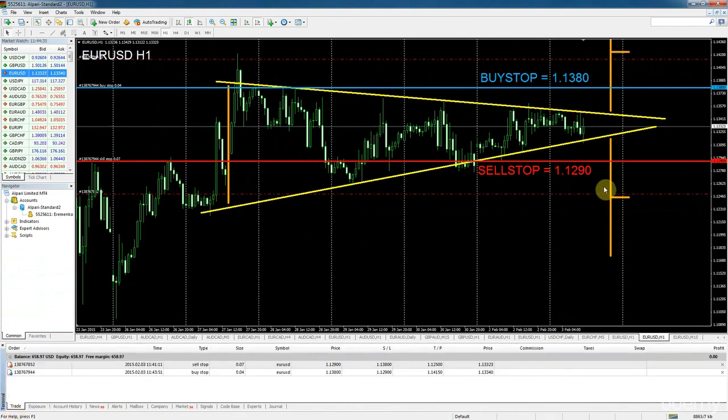So either one of these orders or maybe even both will be triggered, and maybe nothing will be triggered if the price doesn't escape this triangle in the next 1.5 days.